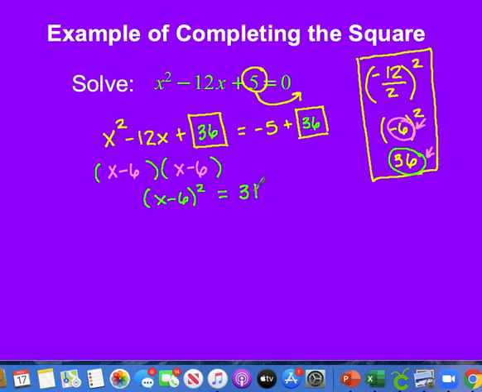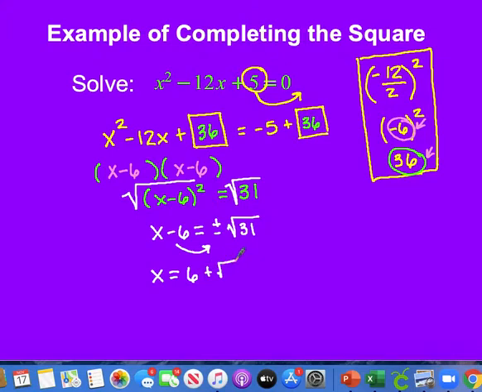Now this looks exactly like where we left off yesterday. So I'll now utilize that square root property, which I will take the square root of both sides. When I do that, I'll have x minus 6 equals plus or minus the square root of 31. I'm not done yet. I still need to solve for x. So I'm going to move that 6 to the other side, and that's going to give me 6 plus the square root of 31, or 6 minus the square root of 31. So I have two choices for my answer set. And that's how you solve using completing the square.